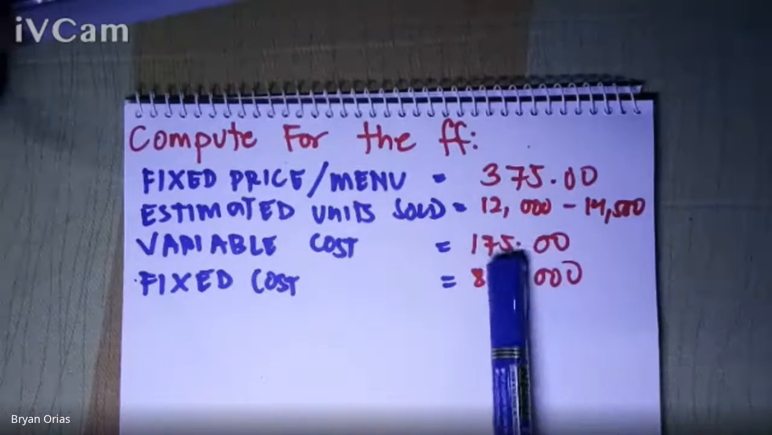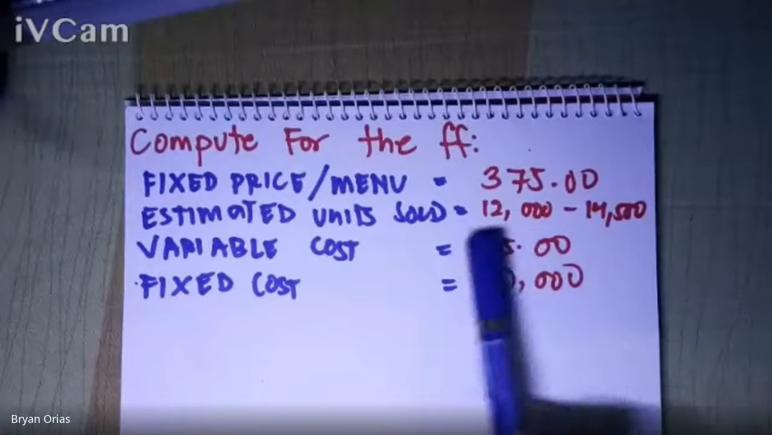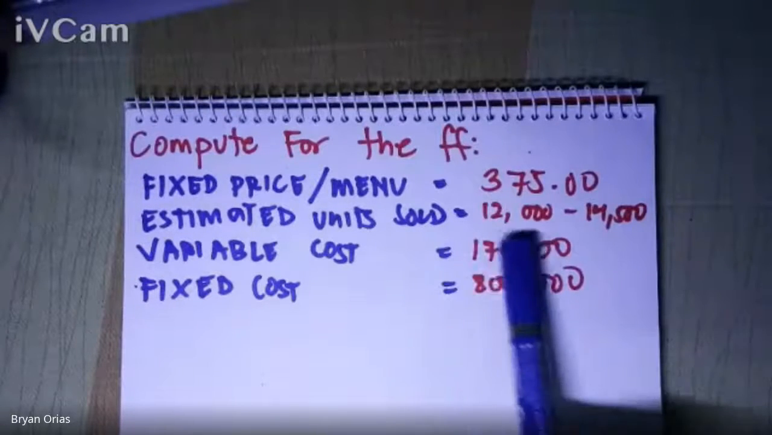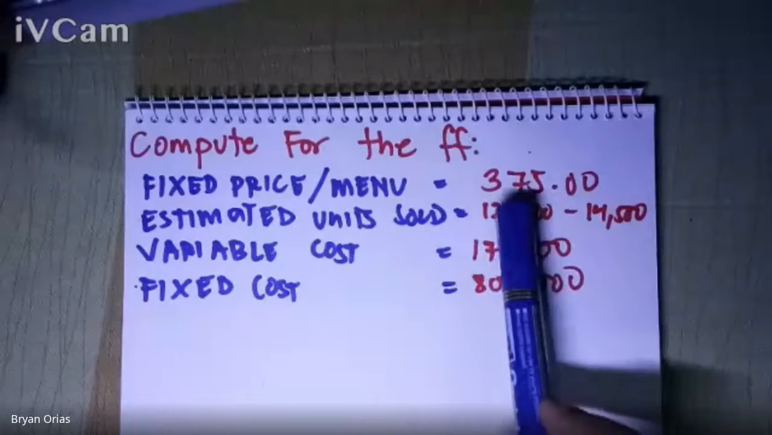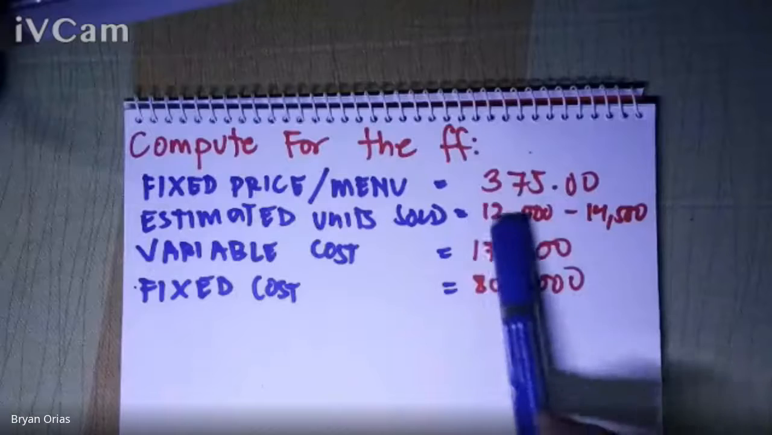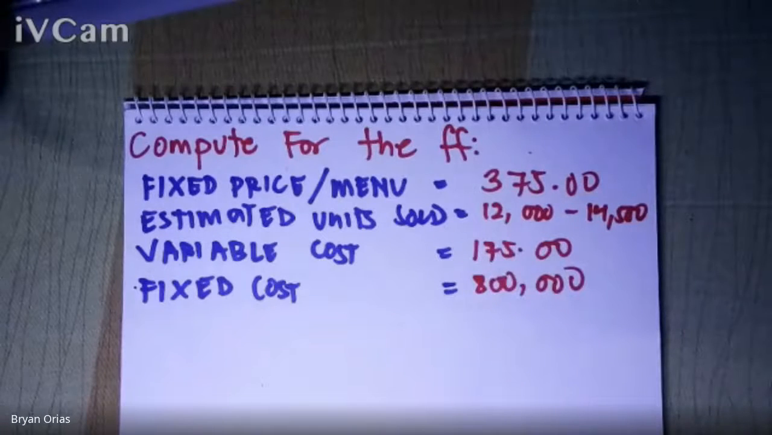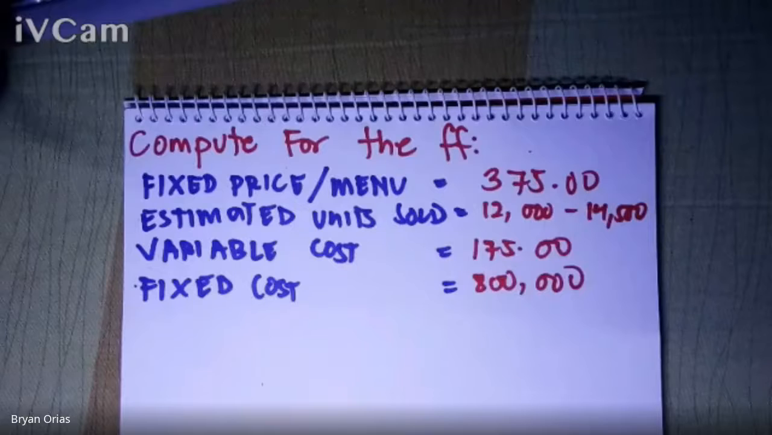Hindi po. Di ba meron tayong variable cost? Ito, given natin yung variable cost ng 175 pesos. Yung 175 pesos, imamultiply mo ulit yan dun sa units na nabenta mo. So, 175 times 12,000, kung ano yung sagot doon, yun ngayon yung ibabawas mo dun sa sales revenue mo, which is 4.5 million. So, sino kaya makakakuha ng tamang sagot?